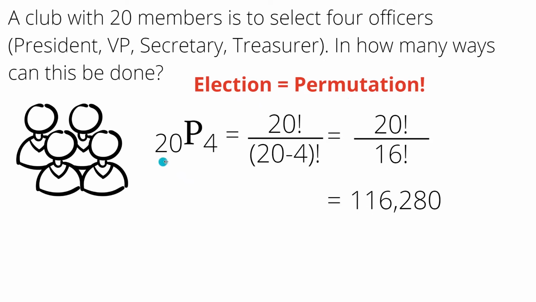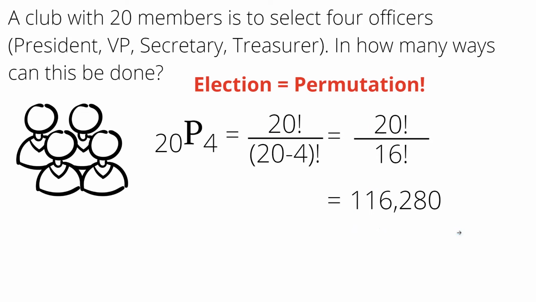You have 20 members total. We have 4 different offices. And when you plug it into the formula, you end up getting 20 factorial divided by 16 factorial. So it turns out there's actually 116,280 ways that you can select 4 officers. So again, you're welcome that you don't have to come up with each individual way. I mean, we would be here forever. Okay, so just getting the answer here.